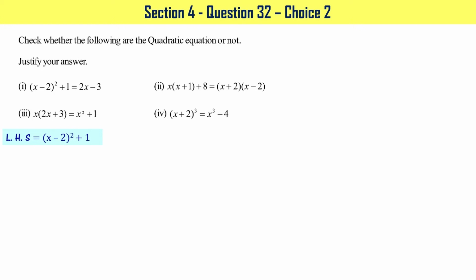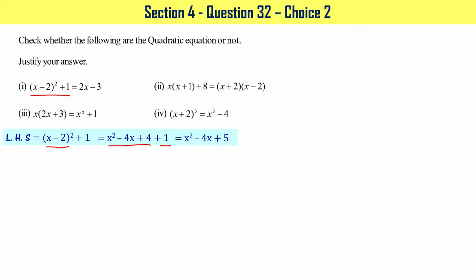LHS of the first problem is x minus 2 whole square plus 1, right? We know x minus 2 whole square can be expanded using a minus b whole square formula, right? Let's do that. So x minus 2 whole square can be written as x square minus 4x plus 4 and keep the plus 1 as is.